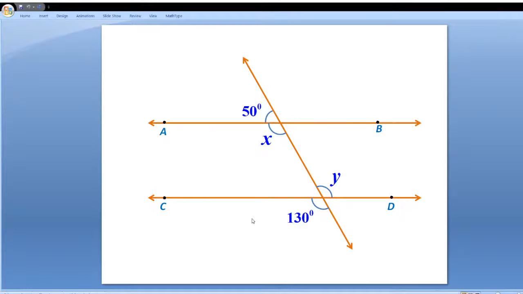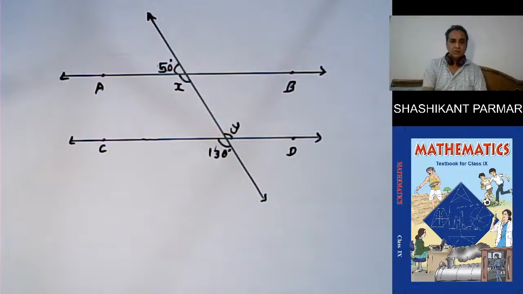Okay, now it is ready here. What we have to find? X and Y. AB and CD are parallel. Find X and Y. Okay, so it's very easy to find out X and Y.